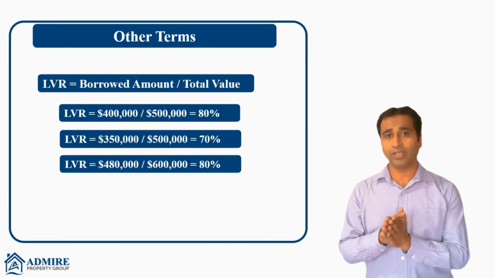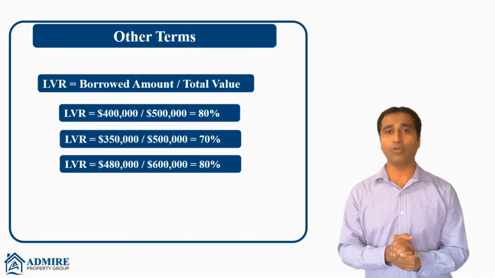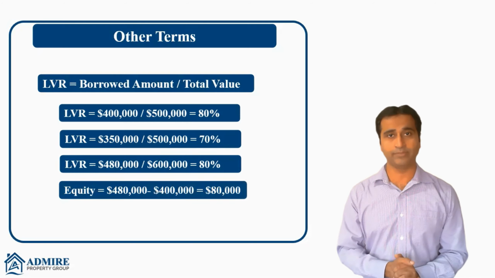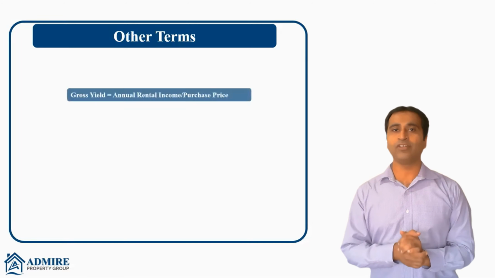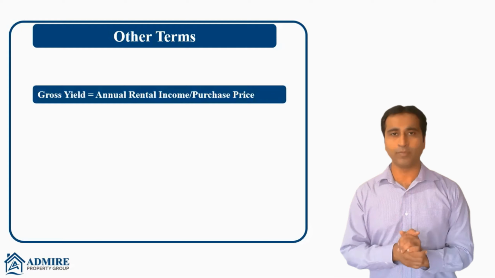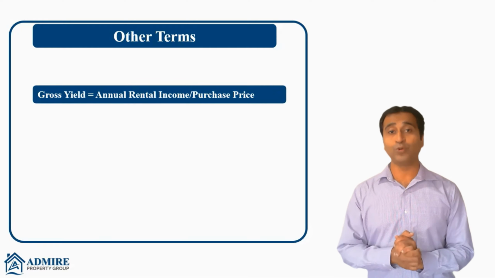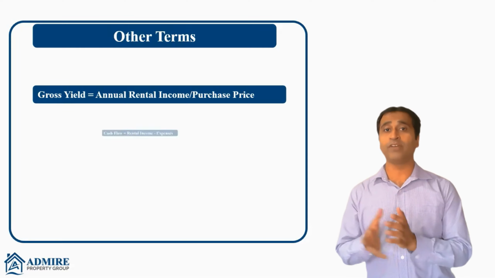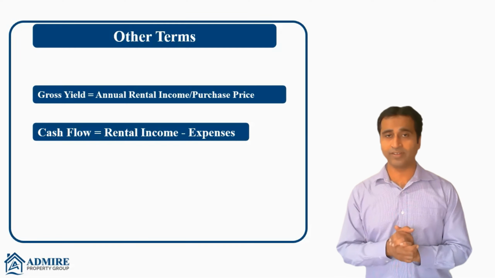So what the investor can do is, out of that $80,000, take some equity out to invest in his next property. The next term is gross yield. Gross yield is the ratio of the annual rental income from the rental property divided by the value of the property. It is used to calculate the potential return on the investment which you make in buying that rental property.